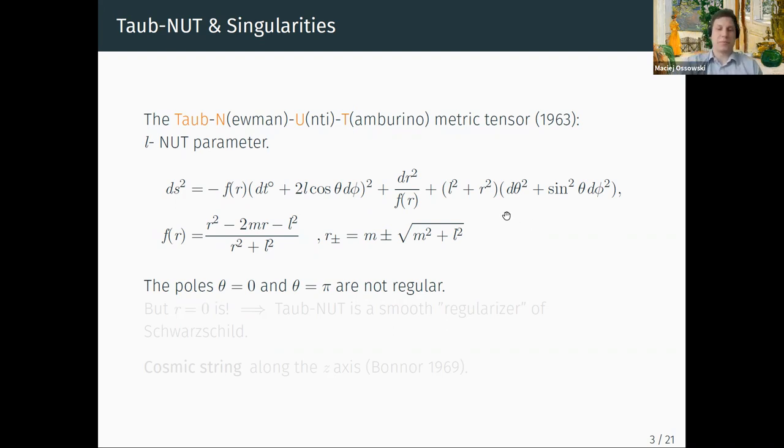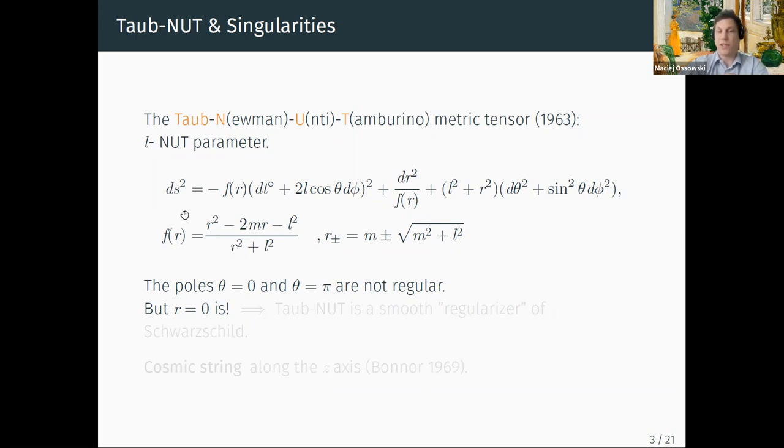But there's a benefit, an immediate benefit to adding this additional NUT parameter, and the benefit is such that r equals zero is no longer a curvature singularity. And we can see this in actually two separate places in this metric. So if we take f of zero, then in the Schwarzschild metric, we would get this function blow up.